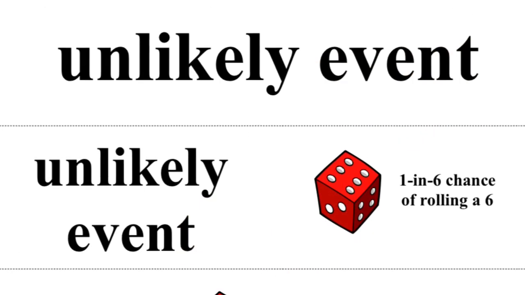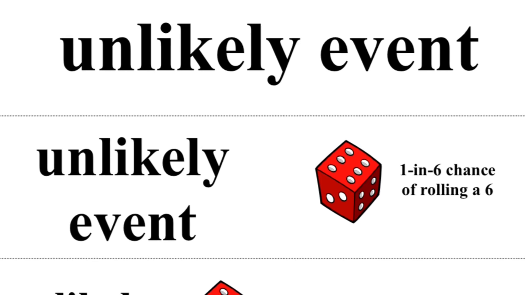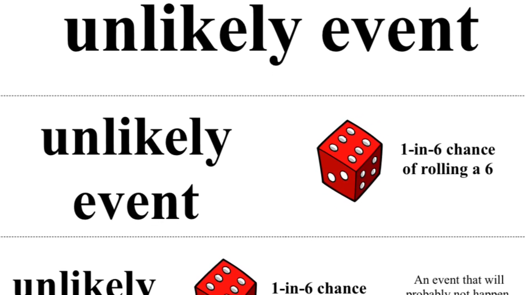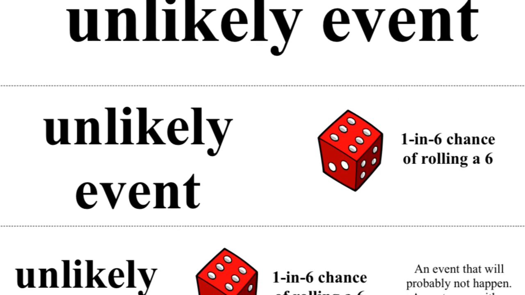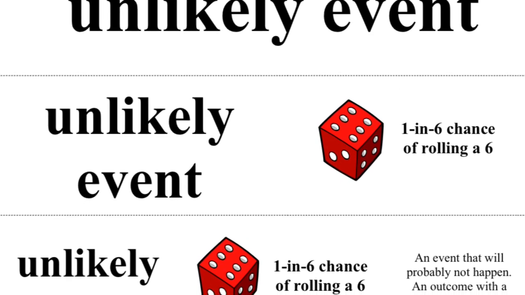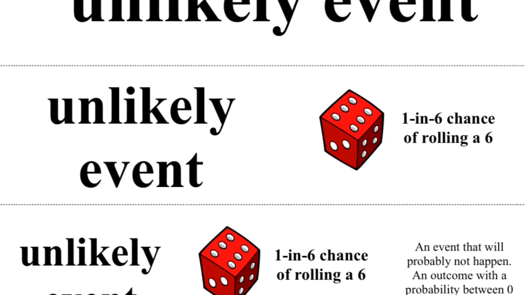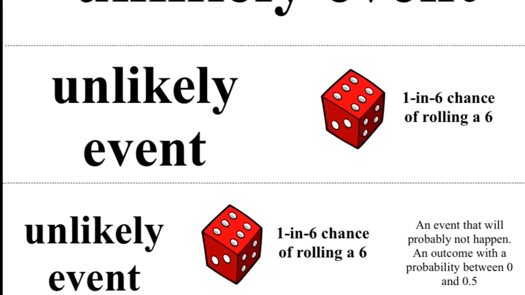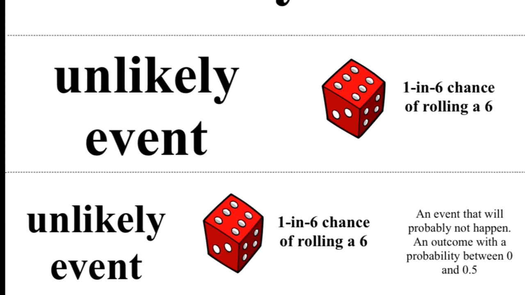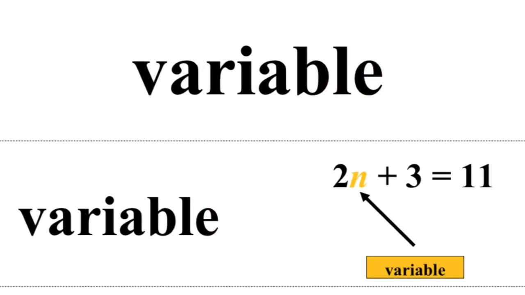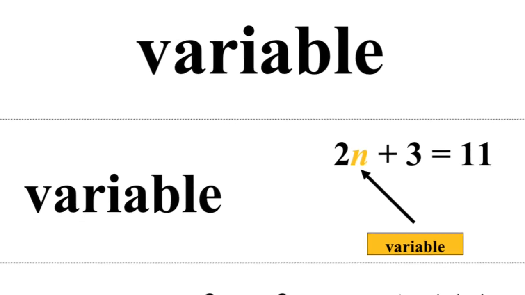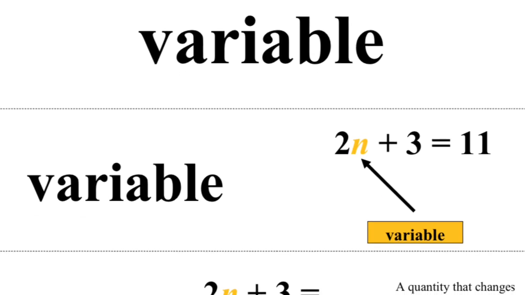An unlikely event is something that's probably not going to happen. So if I were to roll a number cube, I'm probably not going to get the letter F. A variable is a letter used in math to represent an unknown object.